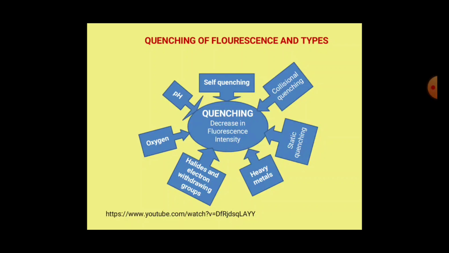Next one, static quenching. This occurs because of complex formation. For example, caffeine reduces the fluorescence intensity of riboflavin because when caffeine combines with riboflavin, it forms a complex. The complexation decreases the fluorescence intensity and hence it leads to quenching. Collisional quenching occurs due to several factors like halides, heavy metals, increase in temperature and decrease in viscosity, where the number of collisions is increased. Therefore, quenching takes place. So, these are the different types of quenching.